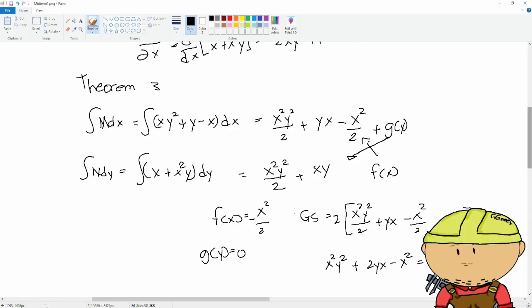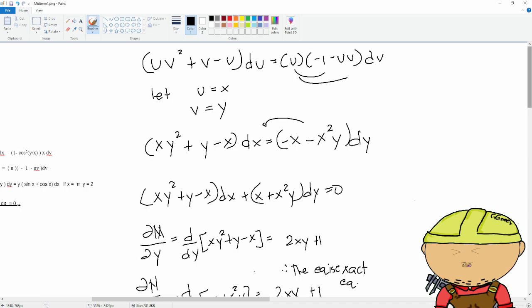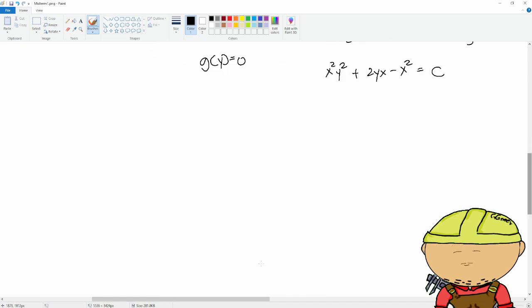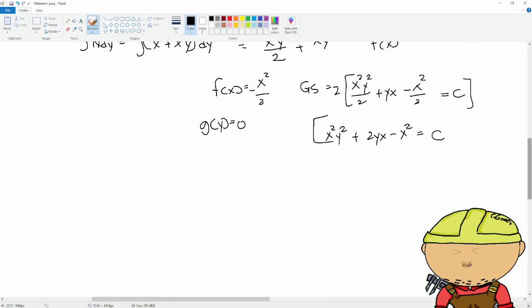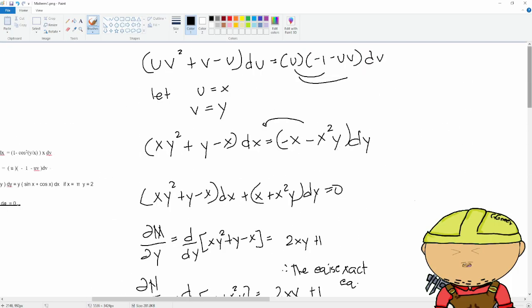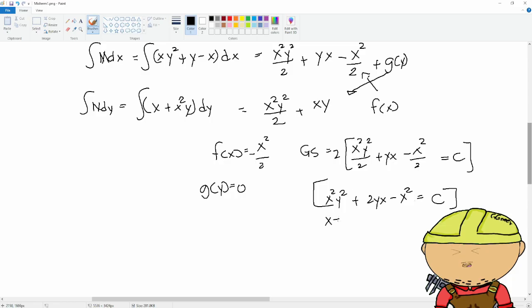Then again, we transform it back to the original equation. Right? Transforming back to the original equation, x is u, v is y. So u squared v squared plus 2uv minus u squared is equal to c. Right? That's our general equation. And that's our second equation solved.